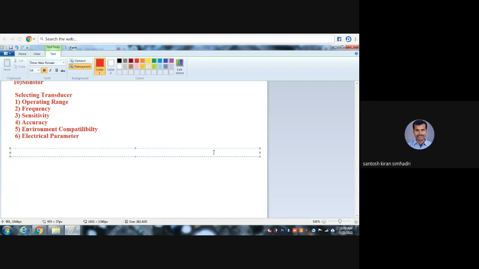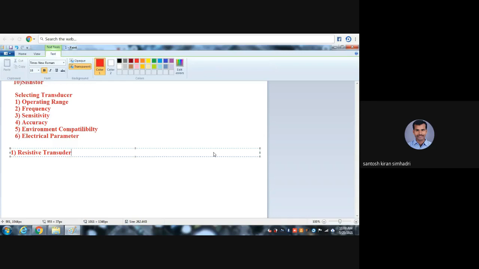Transducers are classified into two types. One is the passive transducer, another one is the active transducer. In passive transducer, one of the most important transducers is the resistive transducer. I will write the heading as resistive transducer. Very important, and my dear children, you have to concentrate more and more.